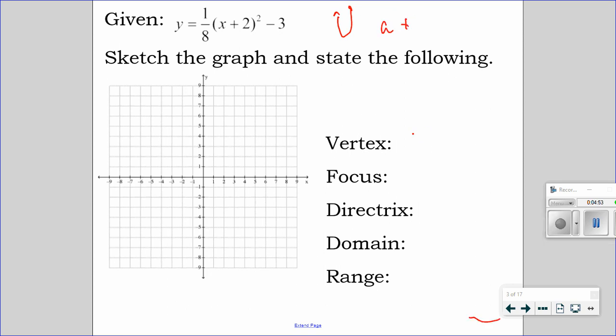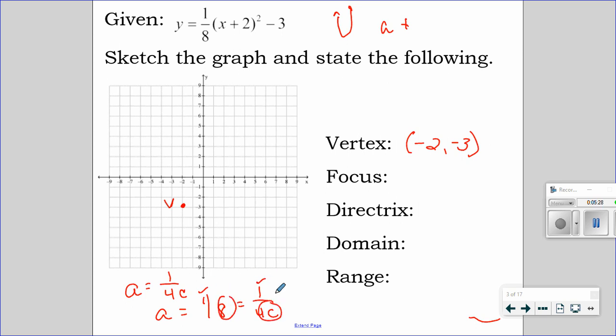So our vertex is going to be -2, -3. So you go plot -2, -3. I like to put a little v next to it to indicate that it's the vertex. So now I have that formula, a equals 1 over 4c. So a equals 1/8, which is going to equal 1 over 4c. So that means the two ones are the same, so 8 has to equal 4c.